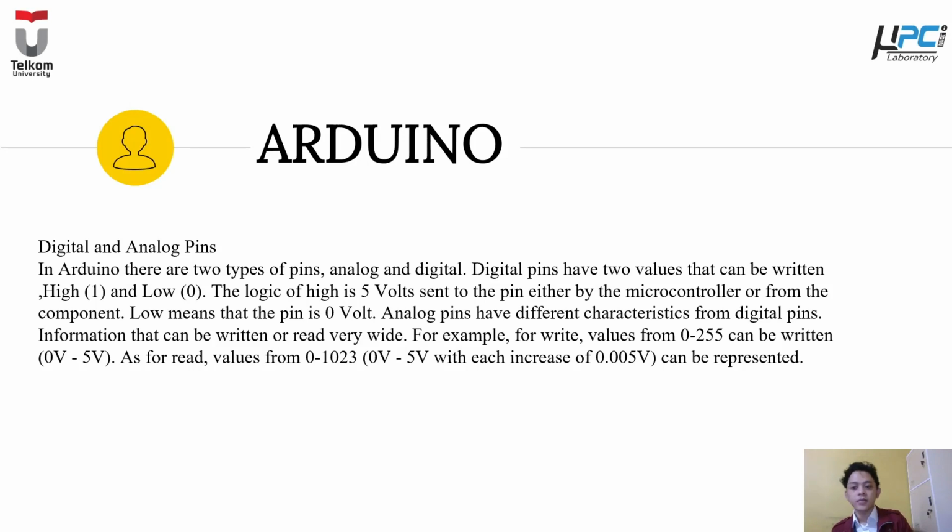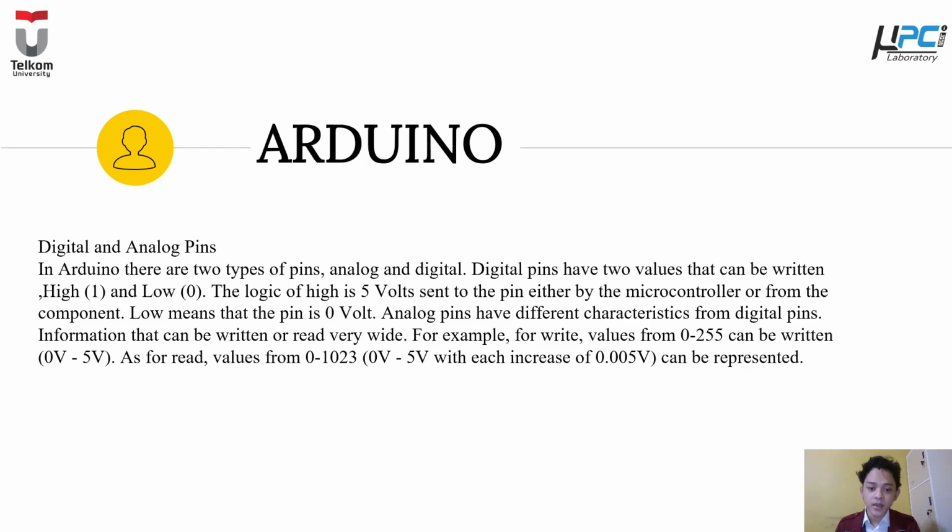In Arduino, there are two types of pins: analog and digital. Digital pins have two values that can be written: high, which is symbolized as 1, and low, which is symbolized as 0. The logic of high is 5 volts sent to the pin either by the microcontroller or from a component. Low means that the pin is 0 volts.